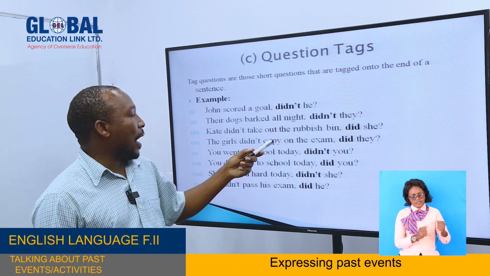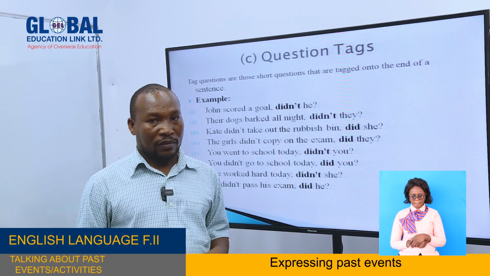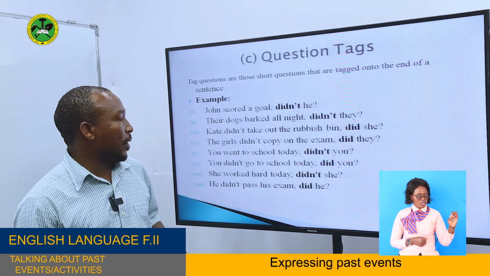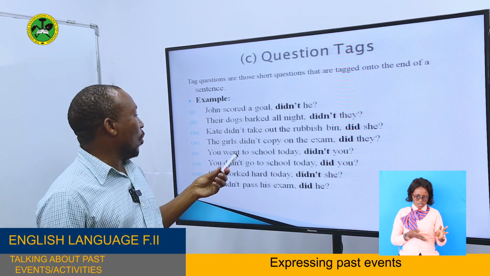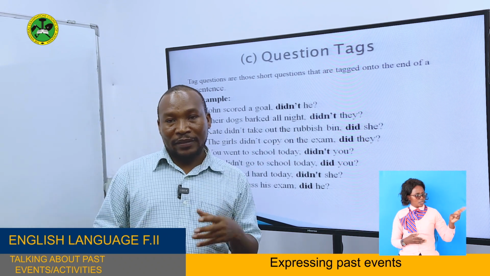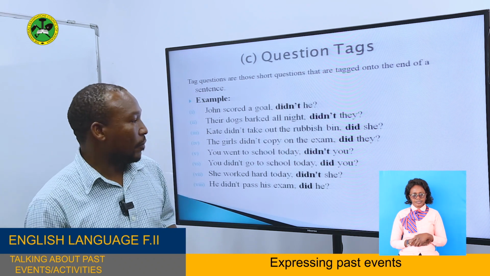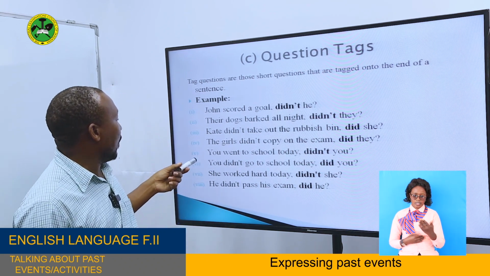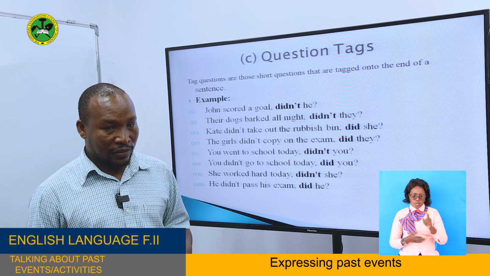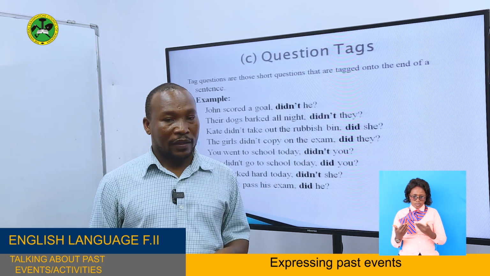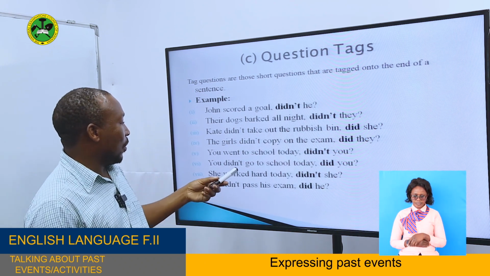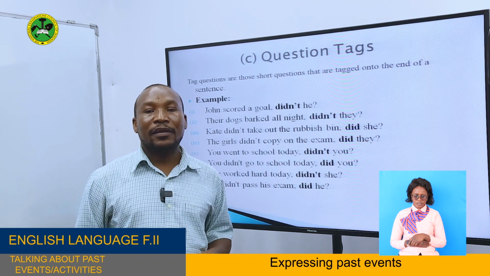Kate didn't take out the rubbish bin, did she? As you see, this did is in the past form. Therefore, it will be easy for us to tell whether the action of taking out the rubbish bin is a past event or not. Another one, the girls didn't copy on the exam, did they? It also indicates the past form, so it will be easy for us to know that the action or the activity of copying is the past event.